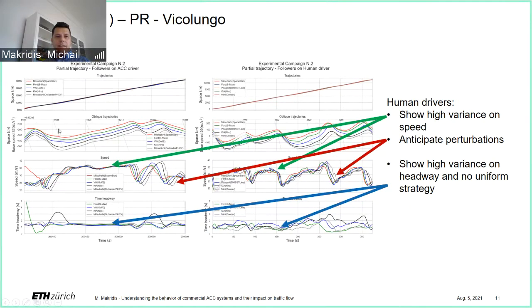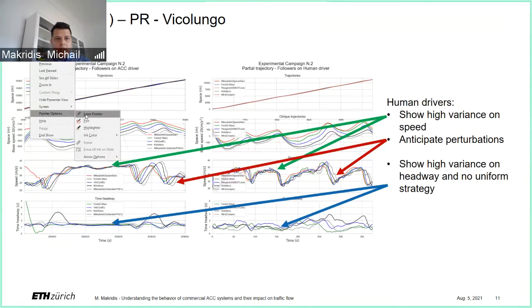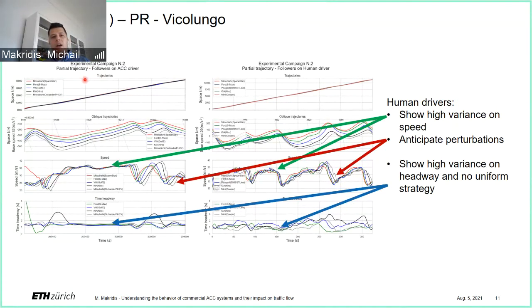On the left figure, I will try to put the pointer. Okay, I guess you see my pointer. On this column, you see data with ACC-driven vehicles. And on this figure, you see data with human-driven vehicles.